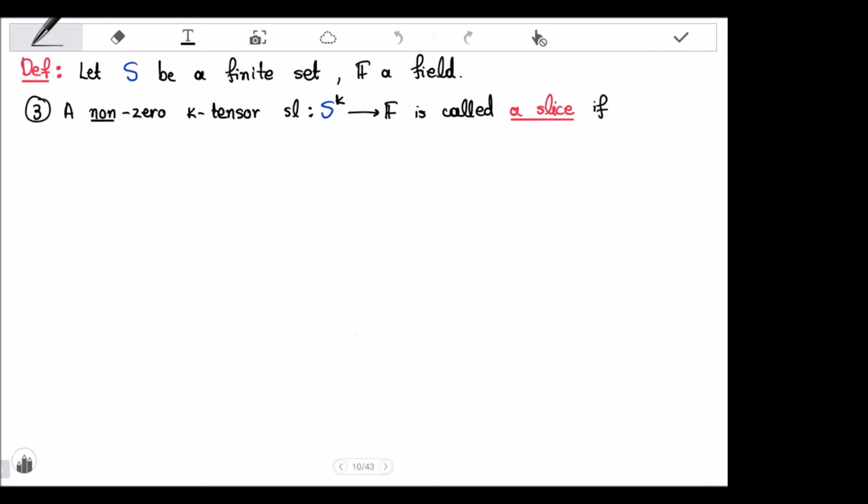So a non-zero tensor is called a slice if we can write it, okay, it has k coordinates, but we should be able to take one out, to slice one out of the rest. So this should be the product of f of xi times g of x1, the rest of the coordinates of the variables. So if we can slice out one of the variables, this is when we call it a slice. And let's see what it means.